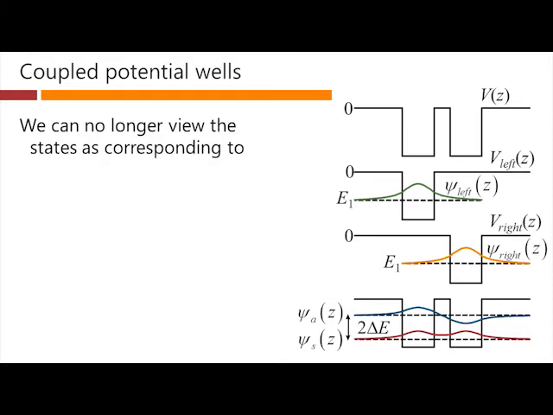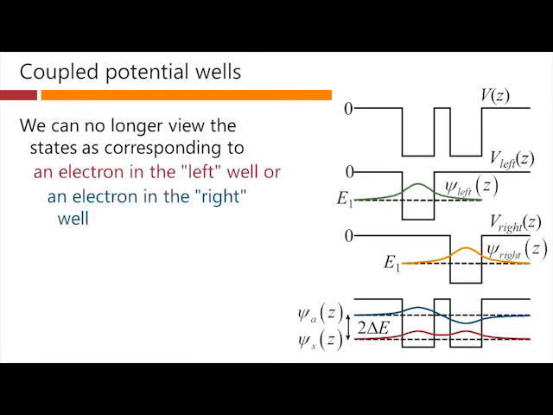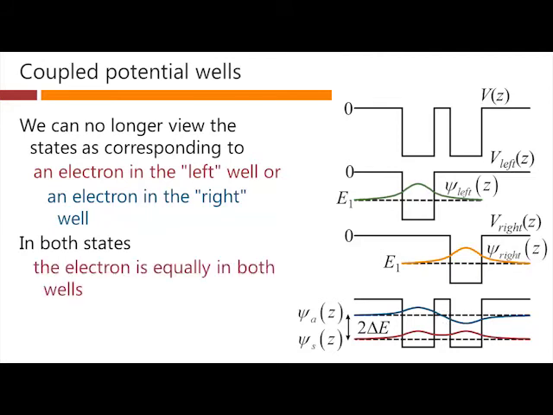So we can also see that we can no longer view these states as corresponding to an electron in the left well or an electron in the right well. In both of these states, the electron is equally in both wells. So that's a difference from our original unperturbed, uncoupled problems. Here the electron was definitely on the left, and here it was definitely on the right. But now in the coupled problem, the electron in both of the states is equally in each well.